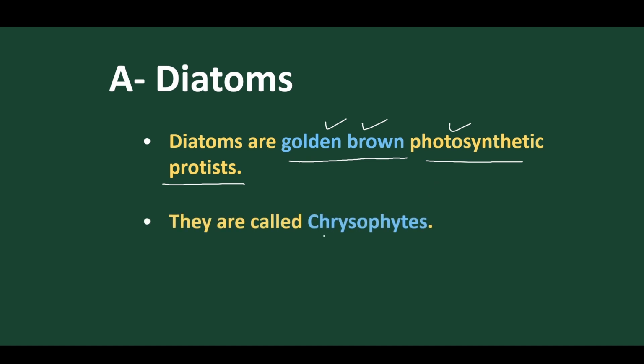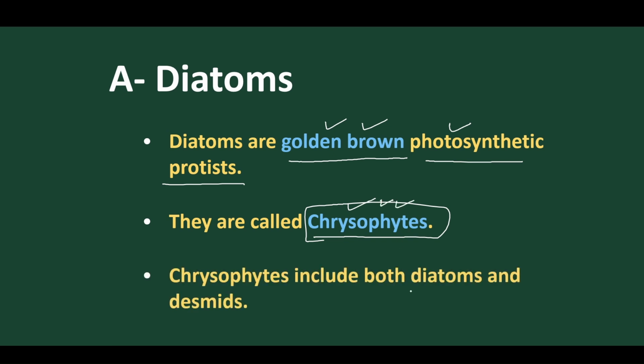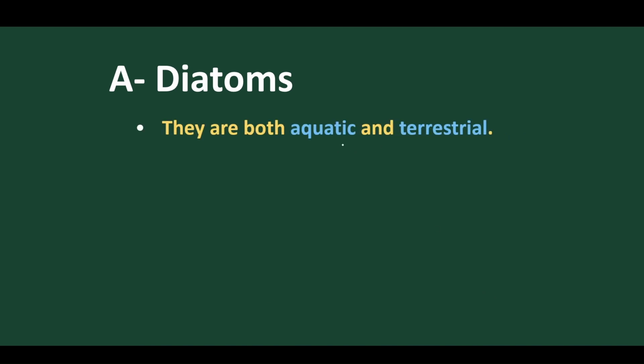They are included under chrysophytes. These chrysophytes include both diatoms and desmids, but we are going to discuss only diatoms. Let's move on. These diatoms are both aquatic, found in water, and terrestrial, found on land.